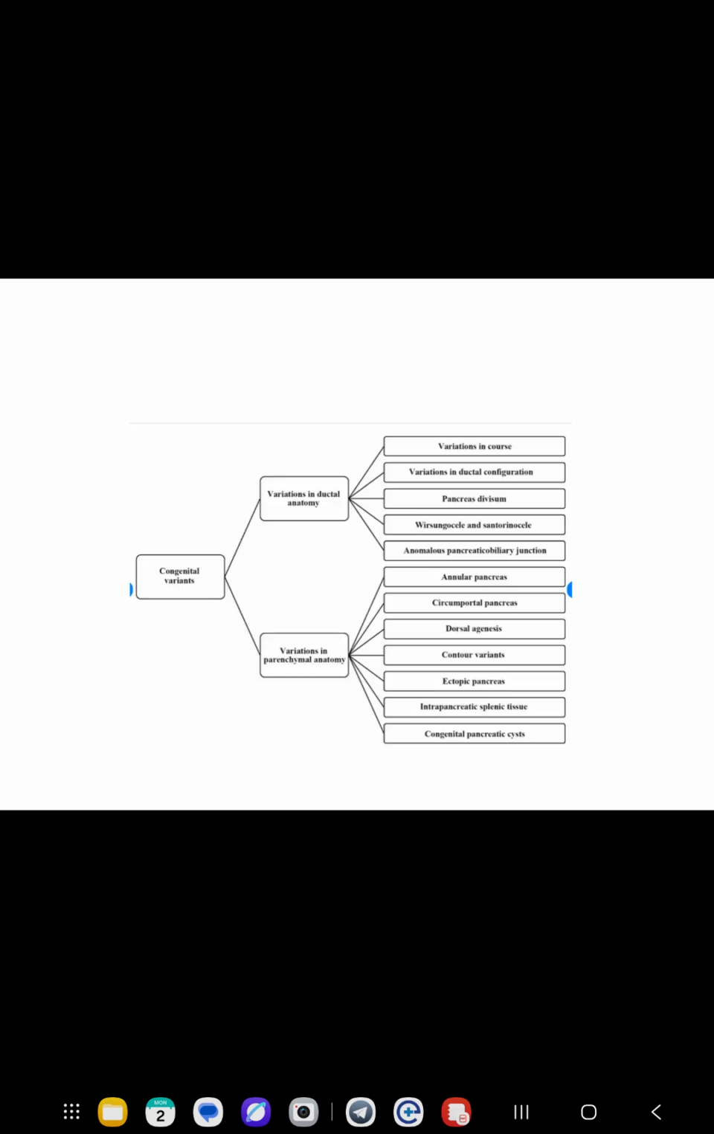Now the congenital variants: there can be variants in the ductal anatomy and variants in the parenchymal anatomy. In the ductal anatomy, it could be variation in the course, variation in the ductal configuration, pancreas divisum, Wirsungocele, Santorinocele, anomalous pancreatico-biliary junction. The variations in the parenchymal anatomy could be annular pancreas, circumportal pancreas, dorsal agenesis, ectopic pancreas, intrapancreatic splenic tissue, congenital pancreatic cyst.